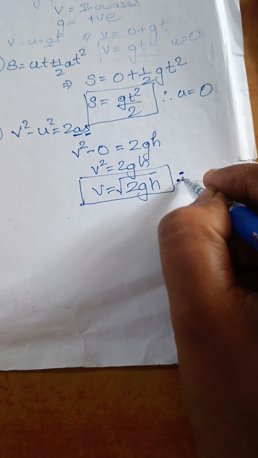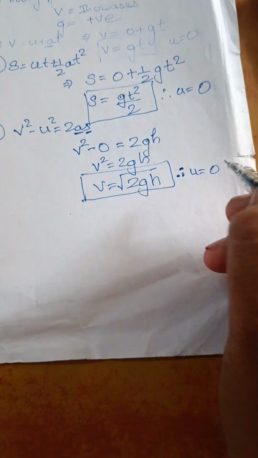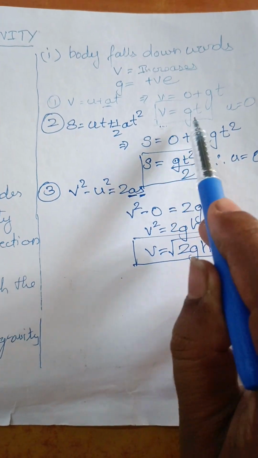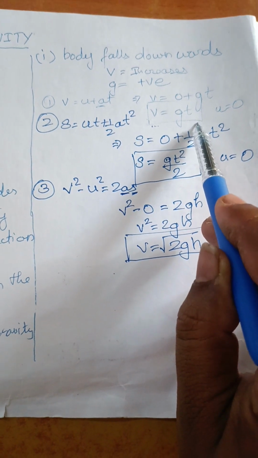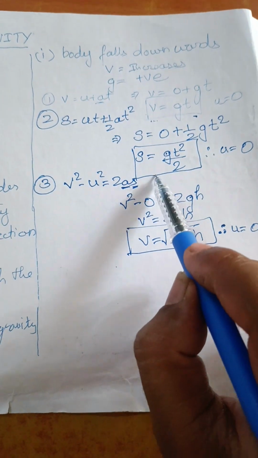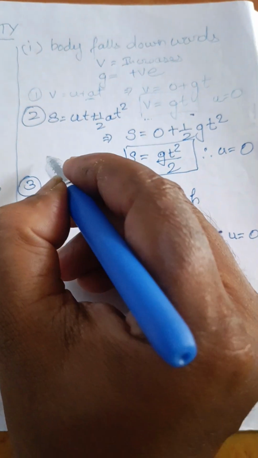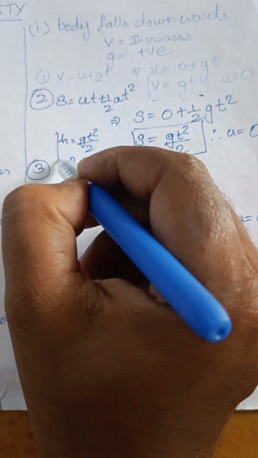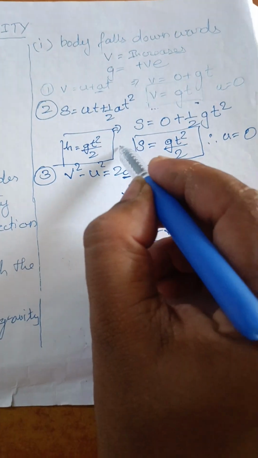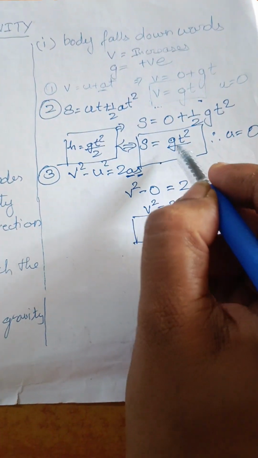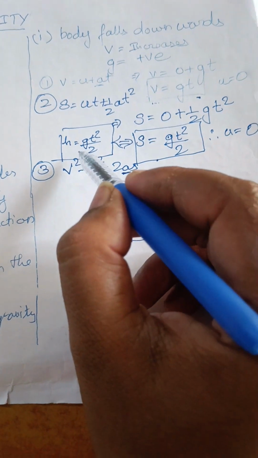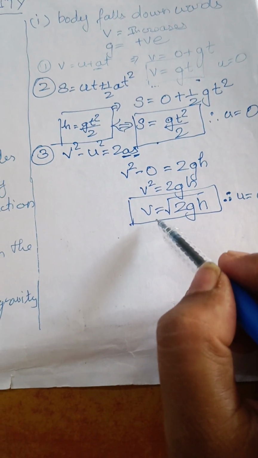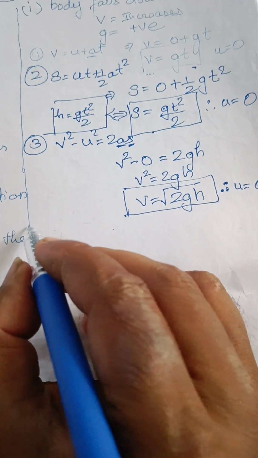Here, same as this, u tends to 0. Sir, what is the meaning of the first equation? With this we can calculate the final velocity, v equals gt. With this we can calculate the height. We can also write it as h equals gt square by 2. Both the equations are correct. s equals gt square by 2. We can also write v is equal to root of 2gh.